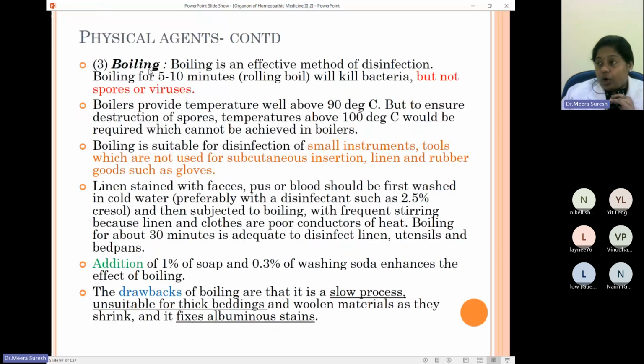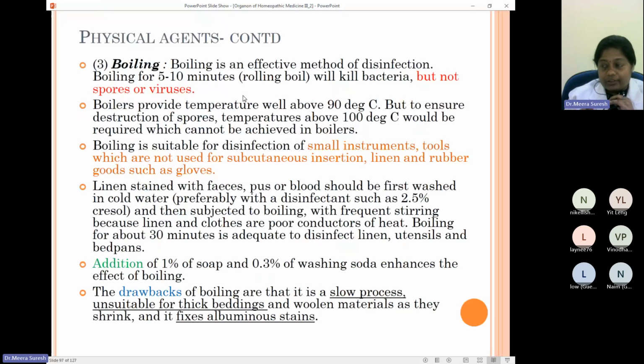The third method is boiling. That's an effective method of disinfection. Boiling for 5 to 10 minutes will kill bacteria, but still not spores or viruses. And boiling for 5 to 10 minutes is actually a rolling boil. And a rolling boil, I hope you know, means that the boiling has happened. We consider the water has boiled when the bubbles are coming from down to the superficial area.